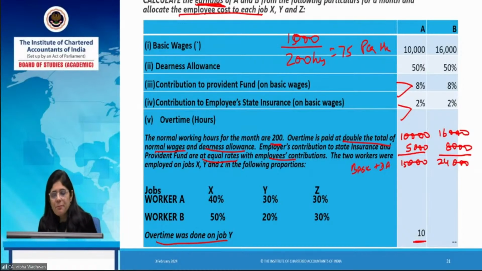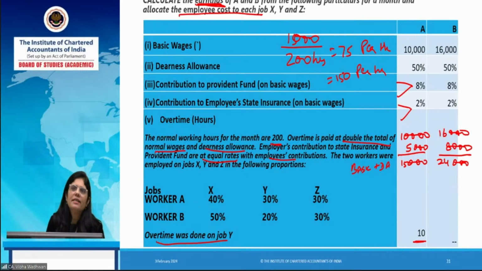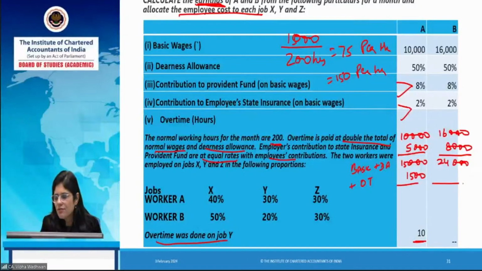And overtime is paid at double, so the rate should be double. So the overtime rate has to be 150 per hour. Clear? So we have calculated the rate and then doubled it. 150 per hour is the overtime rate. And he has worked overtime for 10 hours. So overtime for A is 1,500. No overtime for B. Clear? So this is how we do it. There are other ways also to do it. You can do that also.